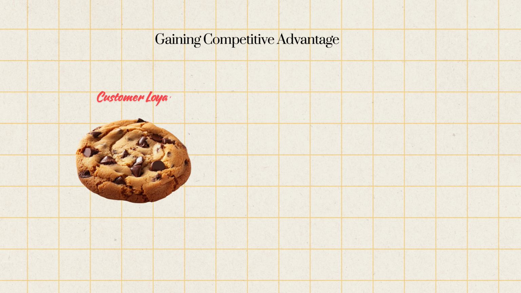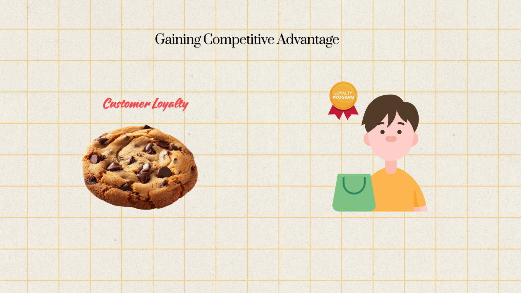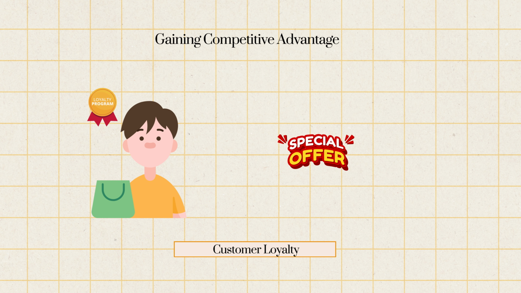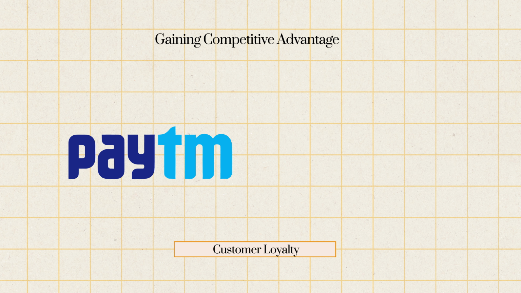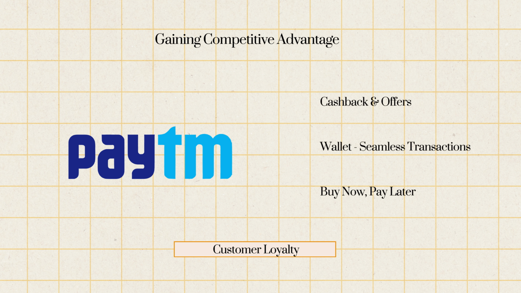Next is customer loyalty, where to retain customers, she focused on building loyalty programs by offering exclusive discounts and special offers for existing customers, introducing limited edition flavors to create excitement, providing early access to new products for loyal buyers. For example, Paytm. Paytm built customer loyalty through cashbacks, special offers, a seamless wallet system, and a buy now, pay later feature, keeping users engaged.